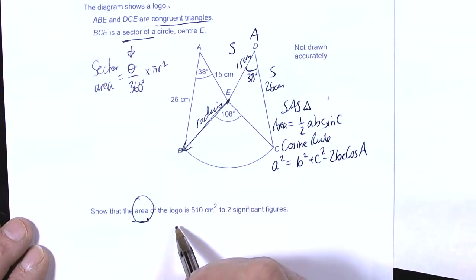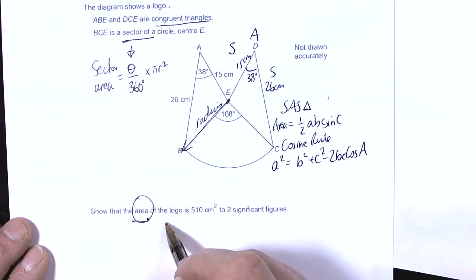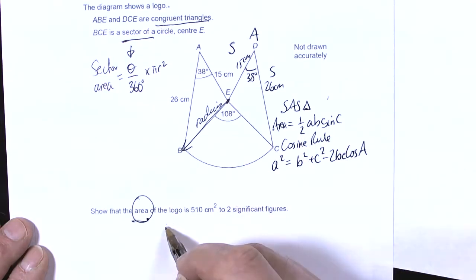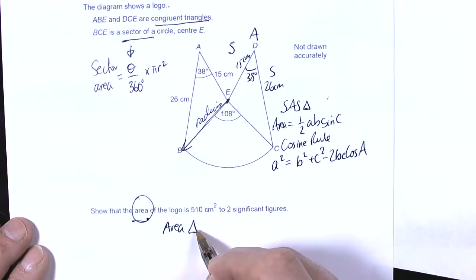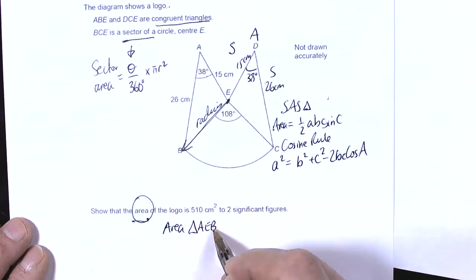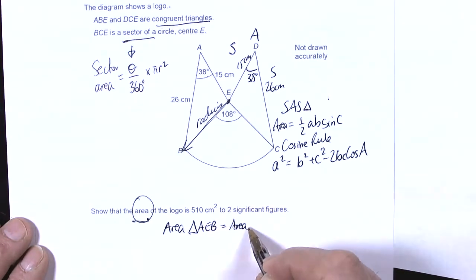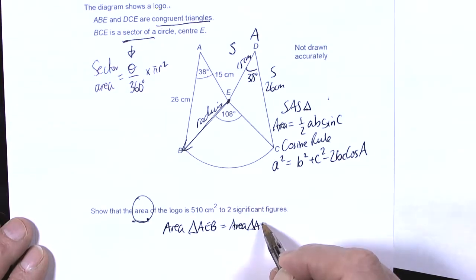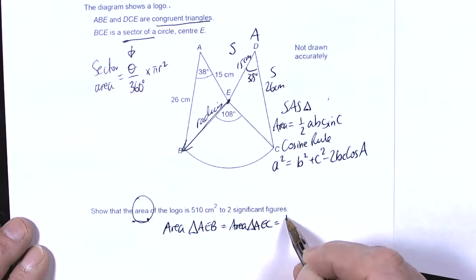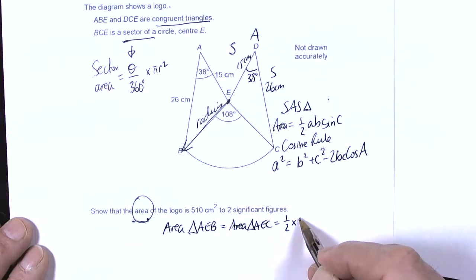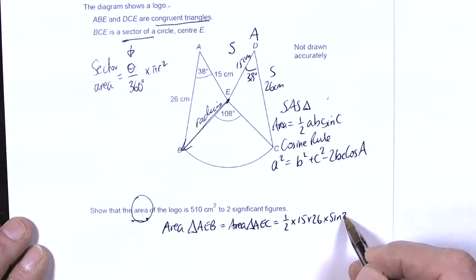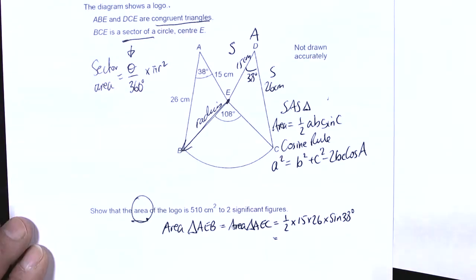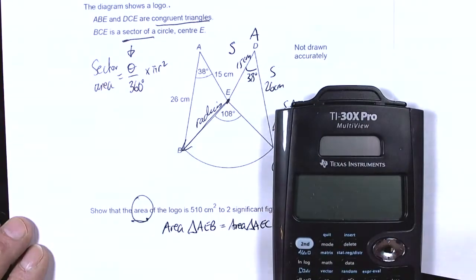So if we use the sine formula, the area equals formula, to get the area of triangle, so area of triangle AEB is equal to the area of triangle AEC, so that equals a half times 15 times 26 times the sine of 38 degrees. So, as usual, we get our calculator.